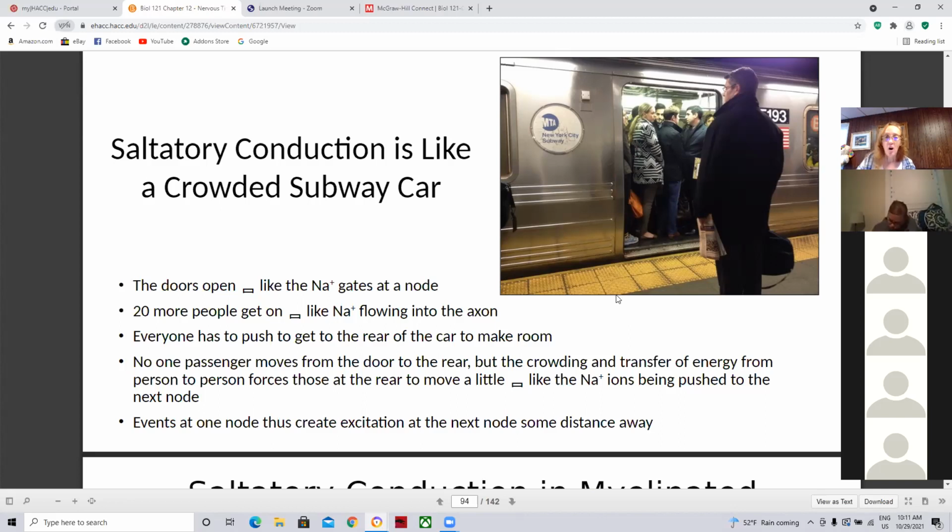So saltatory conduction is like a crowded subway car. The doors open, and this is where the sodium gates are going to open at a node. 20 people get on, and everyone has to push to the rear of the car to make more room. And they can only go in one direction.